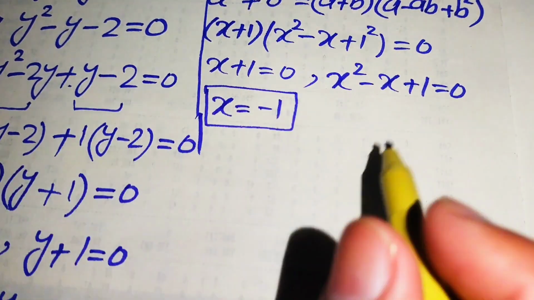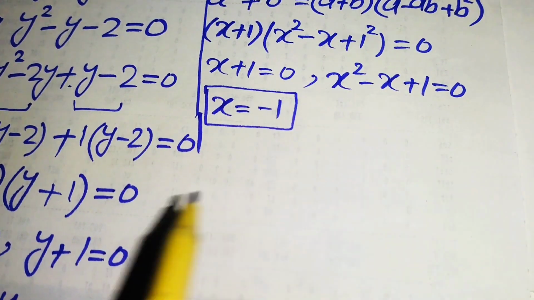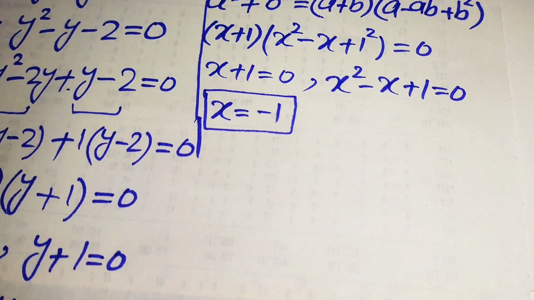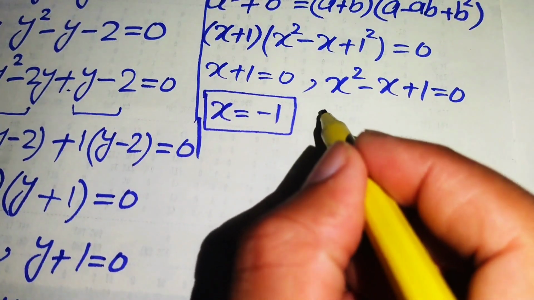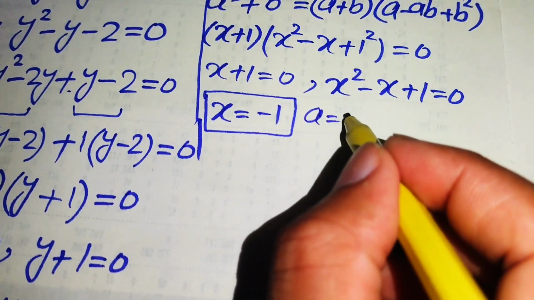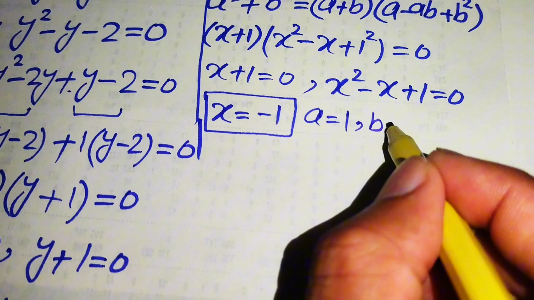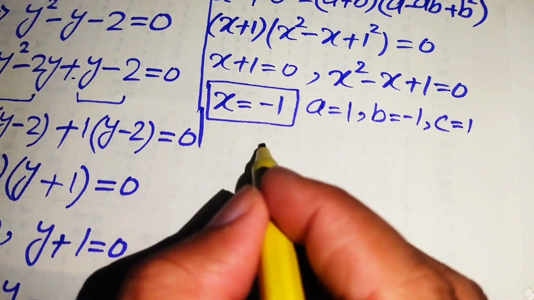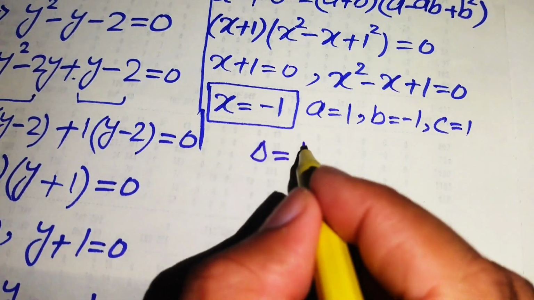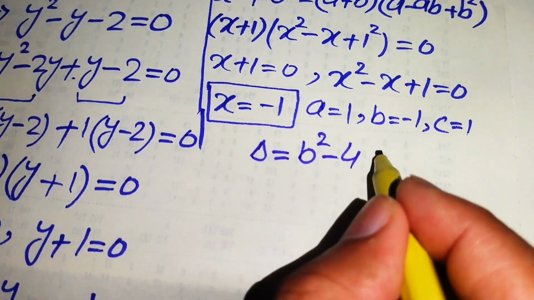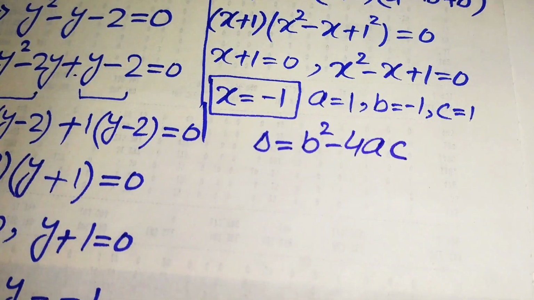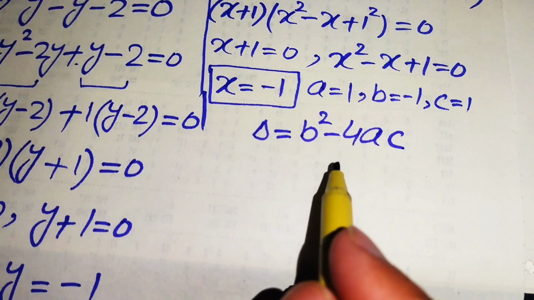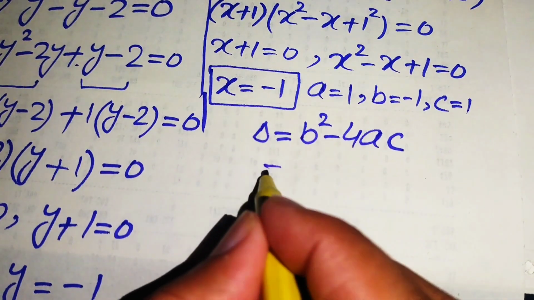And now in order to find the other roots, we need to solve this quadratic equation. So here first we check whether this quadratic equation has real roots or not by using the discriminant formula. So first we write the coefficients of this equation: a equals 1, b equals minus 1, and c equals 1. And you know that the discriminant formula is delta equals b squared minus 4ac. So this is our delta, and now we substitute the values of a, b and c here, and we check the behavior of this delta.